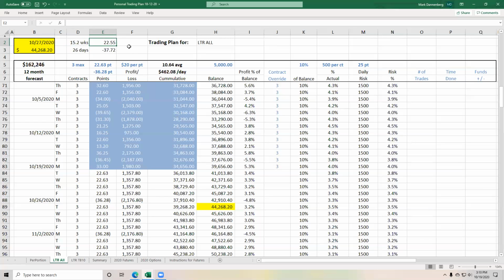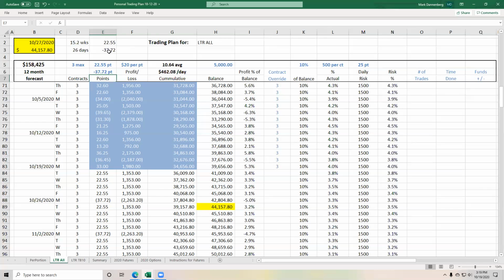Now, the most important thing we do with those values, because these are our run rates, is we plug them into our forecast information. So here, we're going to forecast the rest of our 37 weeks at the run rate values. So 22.55 is what we're going to forecast going forward for our winning days, and minus 37.72 is what we're going to forecast going forward for our losing days. And those values assume a frequency of losses at the rate of 26 days for every 15.2 weeks.